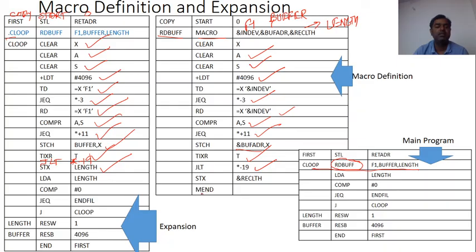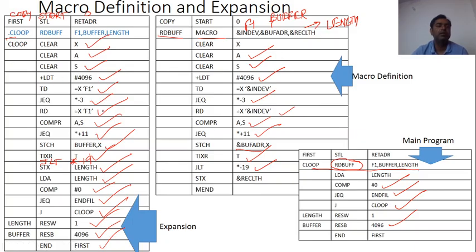Now I am getting the main statements, so I have to come to the main program. The next statement is LDA length, so it will be written here LDA length. COMP #0, JEQ ENDFILL, J CLOOP. Length RESW 1. Buffer RESB 4096, and then END FIRST. This is the program after the expansion of the macro.